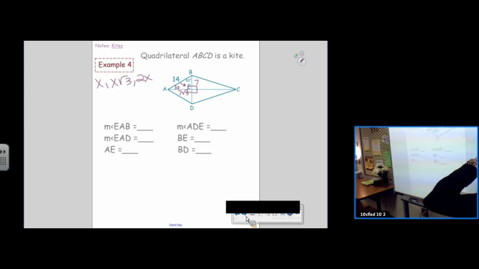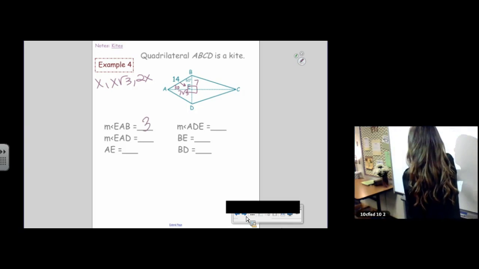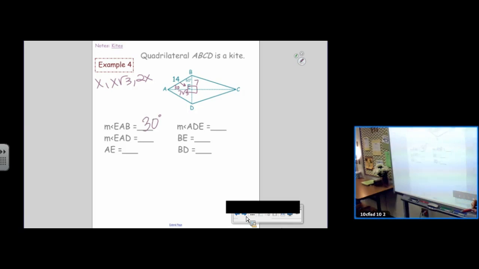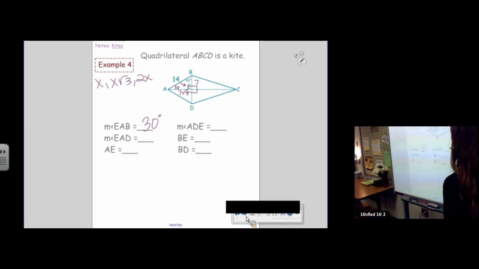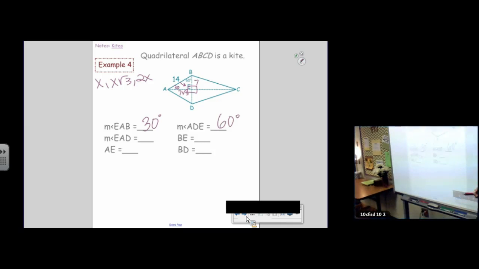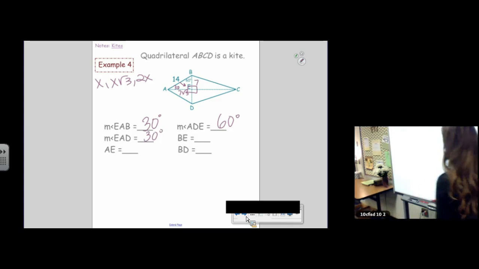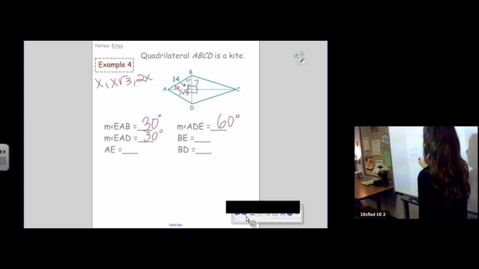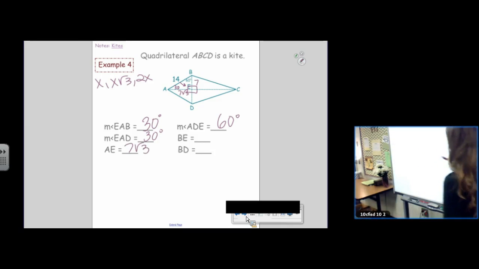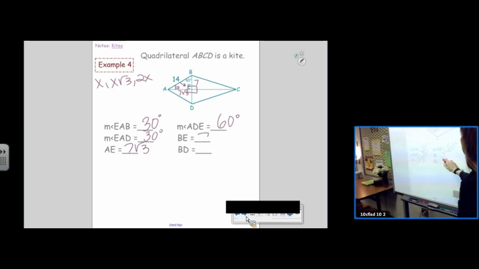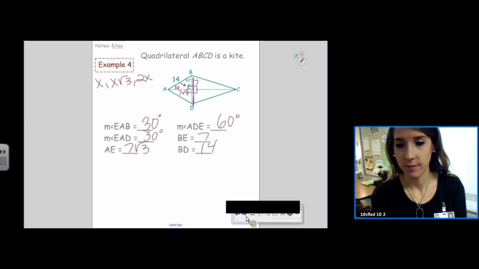Let's see if we can fill in all these angles. EAB, 30. ADE, 60. EAD, 30. AE, 7 root 3. BE, 7, and BD is 7 times 2, because we know that that segment was bisected. Okay?